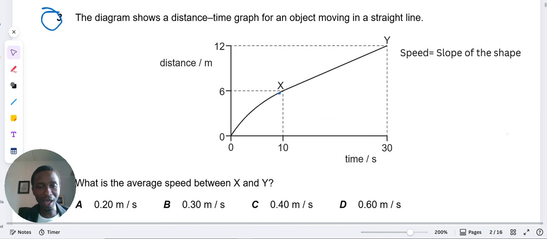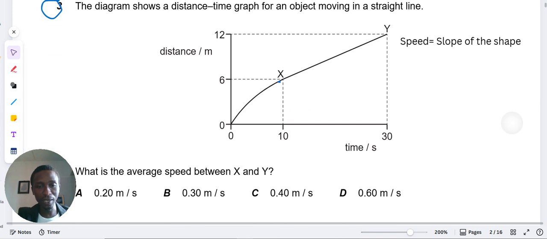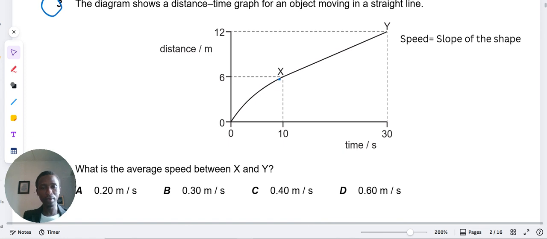What is the average speed between x and y? Okay, so we have the options. Option A, 0.2 meter per second. Option B, 0.3 meter per second. Option C, 0.4 meter per second. And option D, 0.6 meter per second.